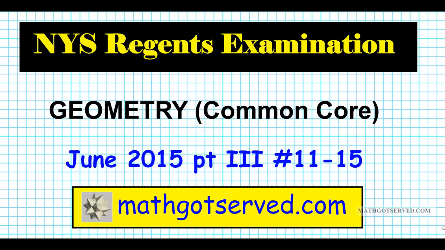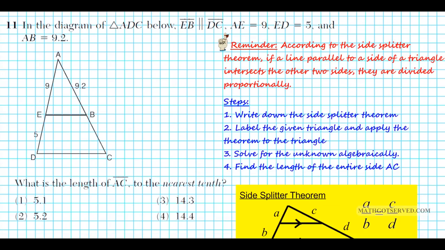In this clip, we're going to be going over problems 11 to 15 of the June 2015 Geometry Common Core Regents examination. All right, let's take a look at problem 11. It says, in the diagram of triangle ADC below, EB is parallel to DC. AE is 9, ED is 5, and AB is 9.2 as indicated here. Question: what is the length of AC to the nearest tenth?